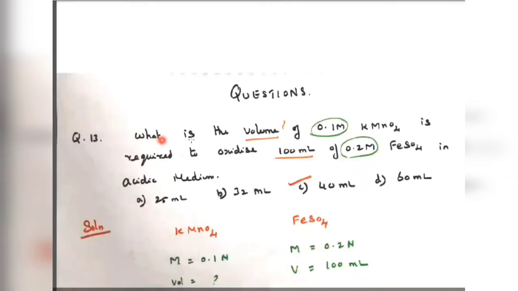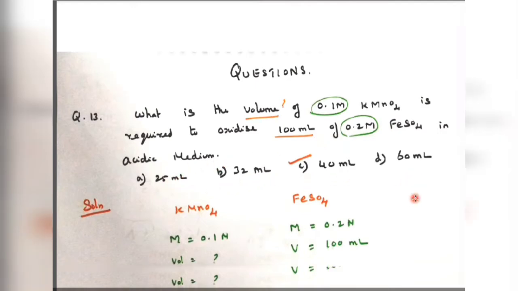Come to the next set of questions. What is the volume of 0.1 M potassium permanganate, KMnO4, required to oxidize 100 ml of 0.2 M ferrous sulfate in acidic medium? The options are 25 ml, 32 ml, 40 ml and 60 ml.